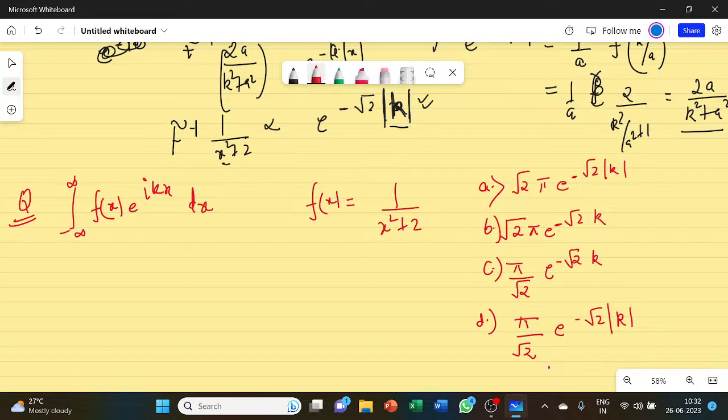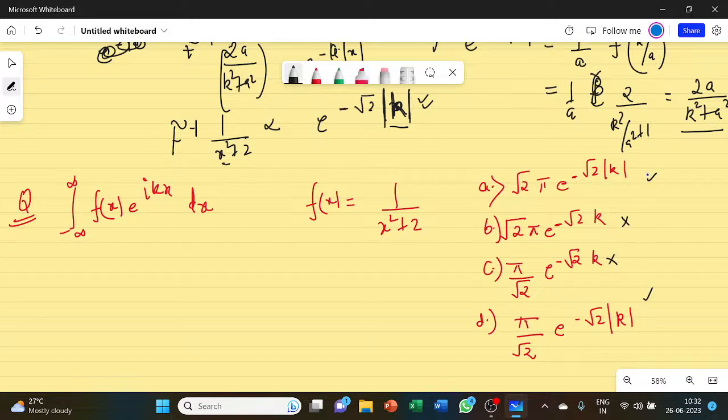Okay. Now you see, in order to solve this particular integration, one has to see that here I have taken the help of the inverse Fourier transform. I've come to the conclusion that the proportionality would be e to the power minus root 2 modulus of k. So these two things would get cancelled. Now I have to find these two things.